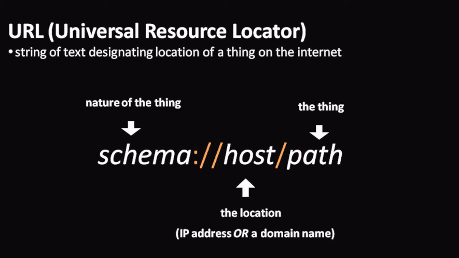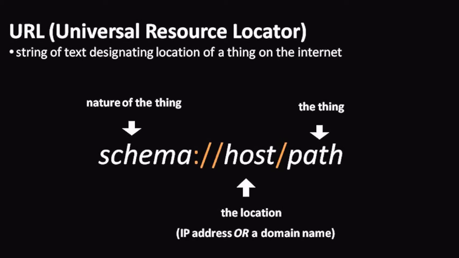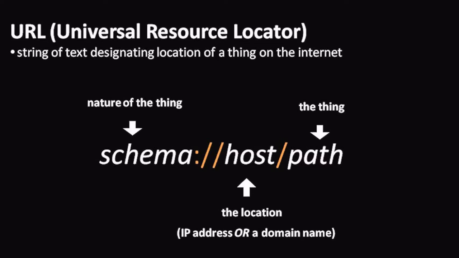2 slashes you put the host, in other words, the location of the resource, as specified by an IP address or a domain name, effectively the computer on which the resource is located, and then after another slash you put what is called the path, and the path is simply some piece of text which specifies which resource on that host, because of course a single host can have many resources.